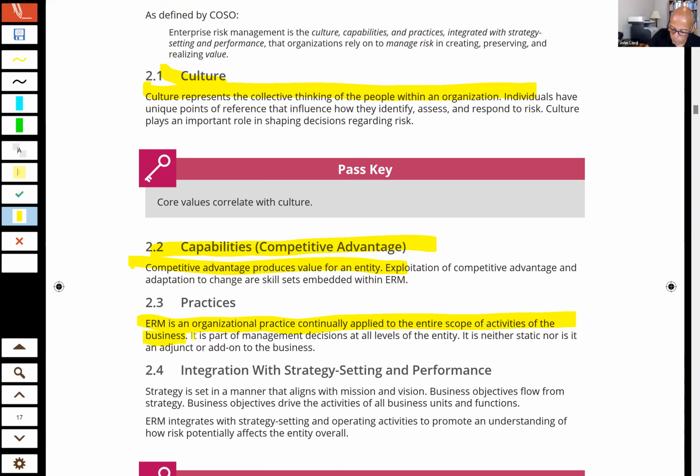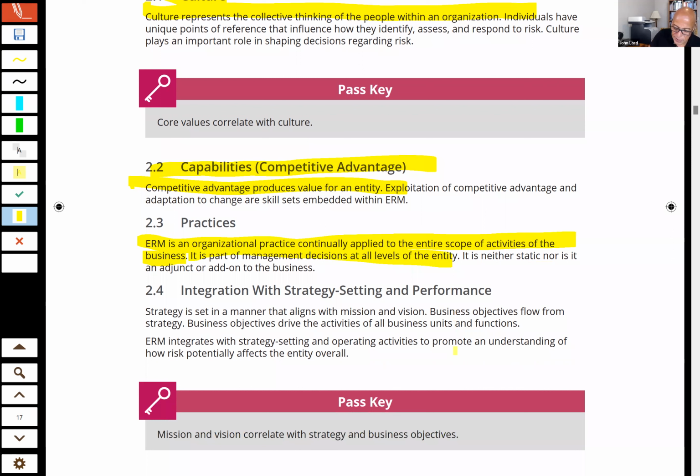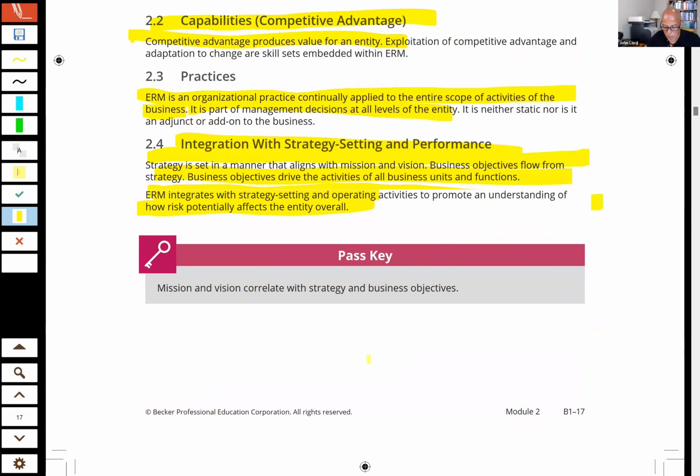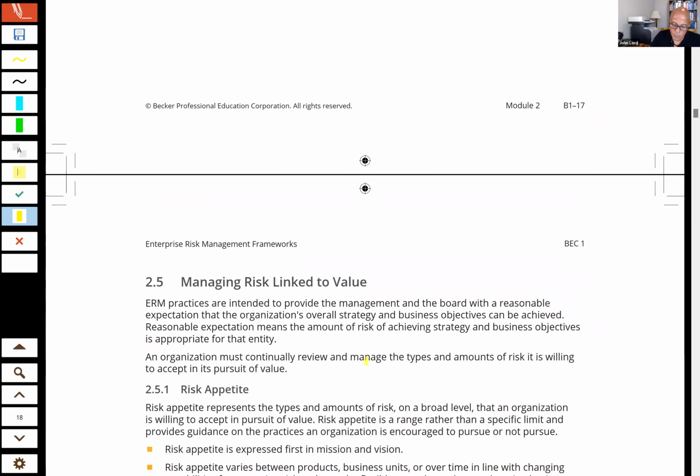Okay, and it is part of the management decisions at all levels. Now you come over, and what we're going to do is integrate our strategy setting with mission and vision, and then use the ERM to integrate the strategy setting and operating activities to promote an understanding of how risk potentially affects the overall entity, and then take the steps to manage the impact and likelihood of those risks accordingly. So when we manage risk, we are going to link them to value.